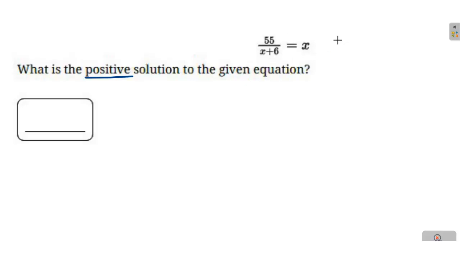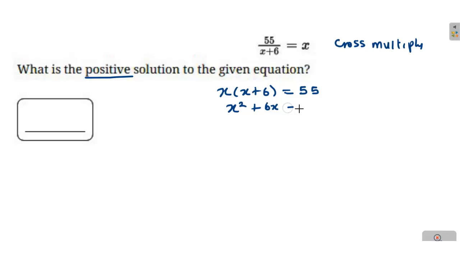So let's cross multiply. If we cross multiply, we are going to have x into bracket x plus 6 is equal to 55. Okay, x times x will be x squared, x times 6 is plus 6x. Then 55 is coming in, that's minus 55, is equal to 0.